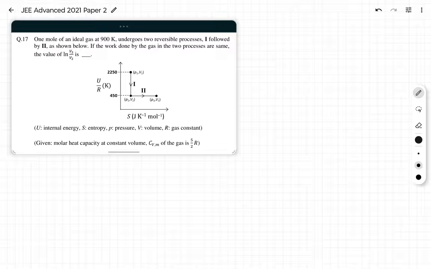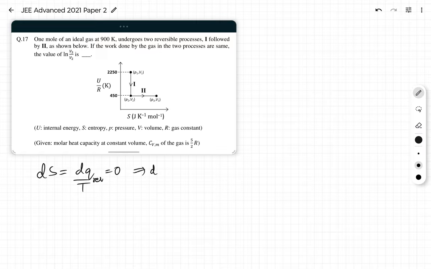1 mole of ideal gas is initially at 900 Kelvin. It undergoes a process 1 in which its entropy is constant, which means the change in entropy, which is the heat that is reversibly transferred at temperature T, is 0, which means dq is 0, which means the process 1 is adiabatic.